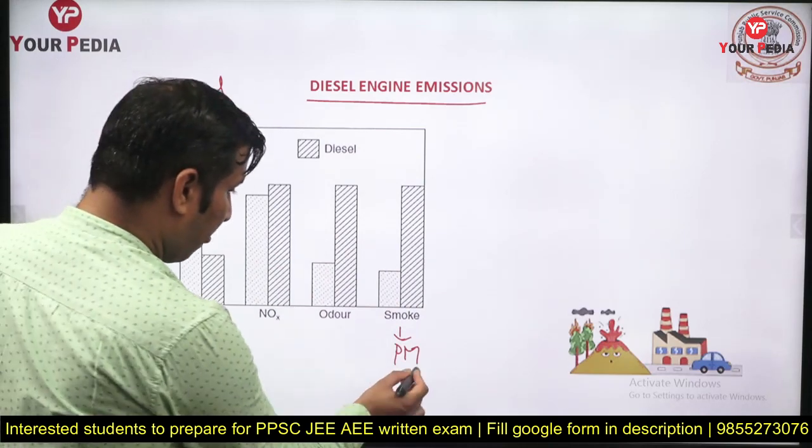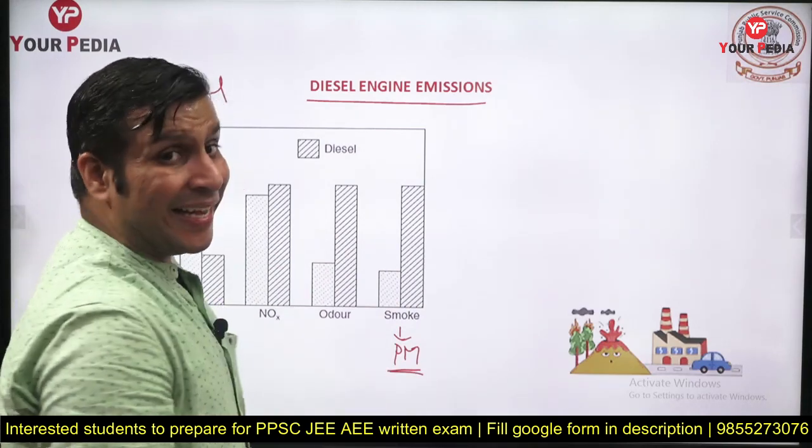Particulate matter, when we talk about PM10, PM2.5, those are the particulate matter present. You know guys, when you carry out the combustion, some intermediate products you are getting. Those intermediate products, if they are not burning, will go into the exhaust gases as a kind of particle only.